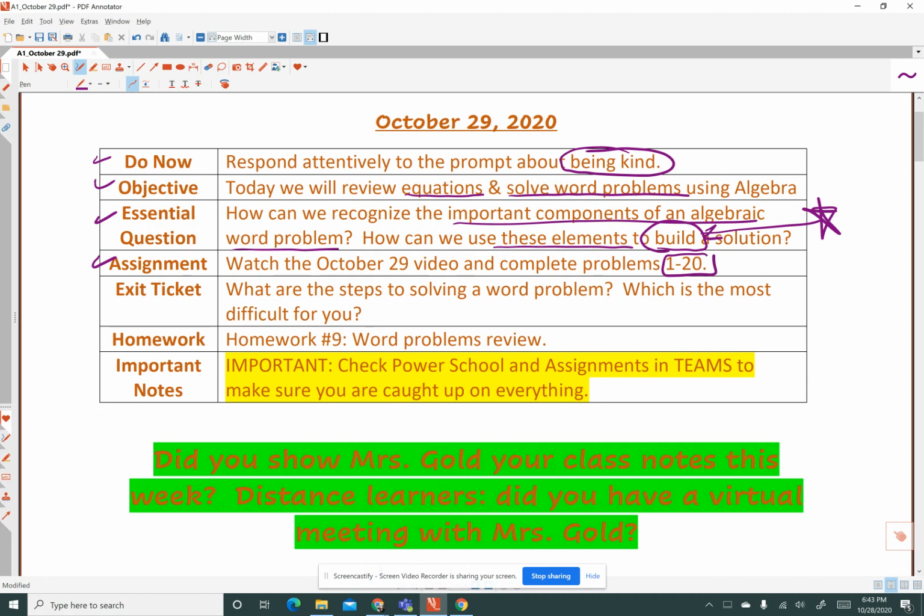We have an exit ticket where I want you to think carefully about the steps to solving a word problem. We talked about those. And I want you to think about which of those steps is more difficult for you as you solve word problems.